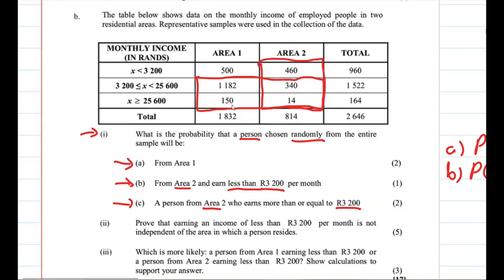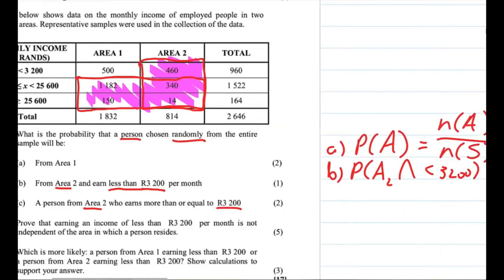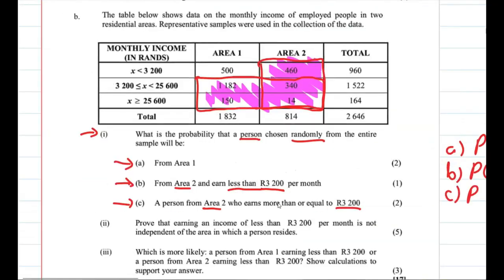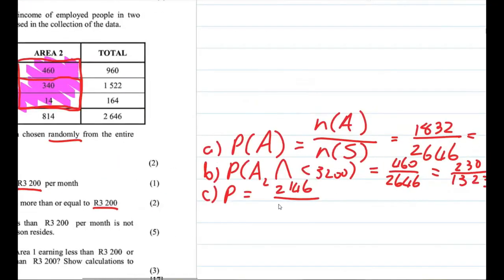Now, what I want you to do is add all of the blocks that you've made now. In other words, add all of this. What's that? 1,182 plus 150 plus 340 plus 14 plus 460. So I got 2,146. Great. So the probability here will be equal to 2,146 over what? 2,646. Great. Now let's simplify that.